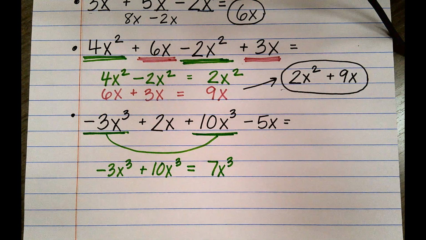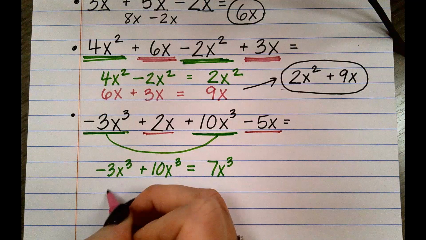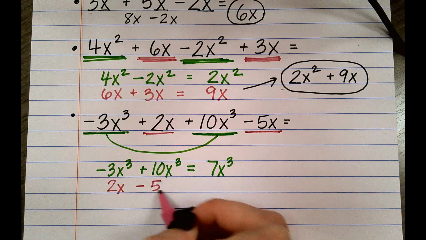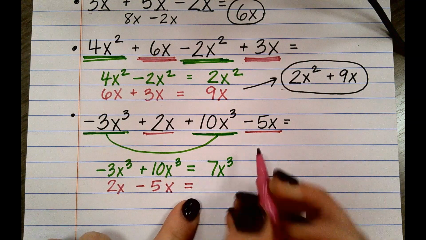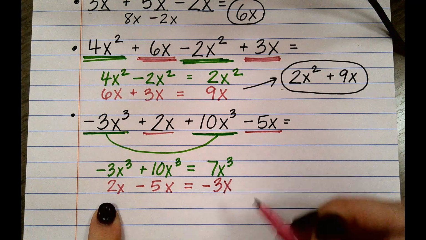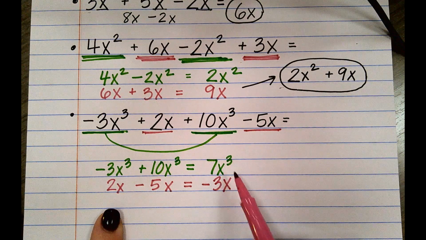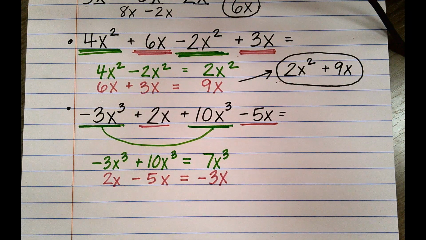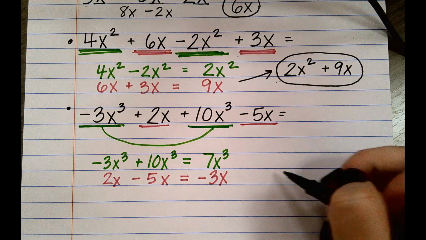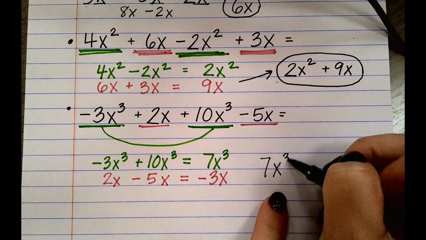I didn't fully get that far, but I did 2x minus 5x. Perfect. 2x minus 5x, and that would give you negative 3x. Good. Okay, so we have two terms now. We have 7x to the third power and we have negative 3x. How would I put these together? You write 7x to the third power.